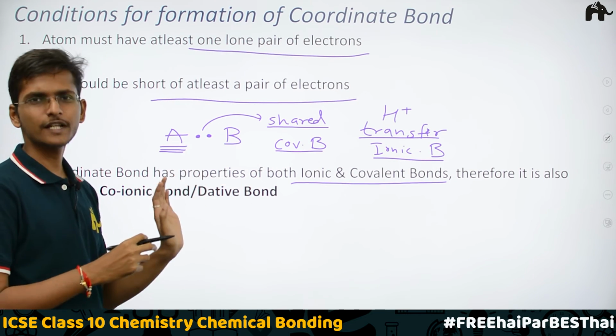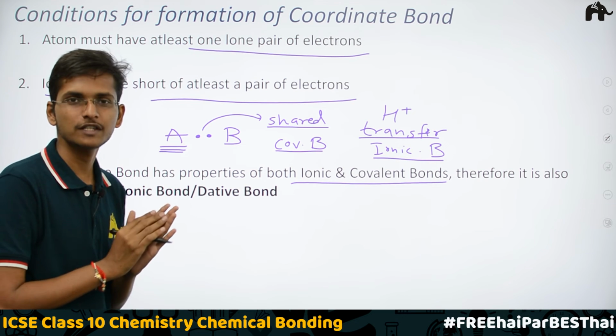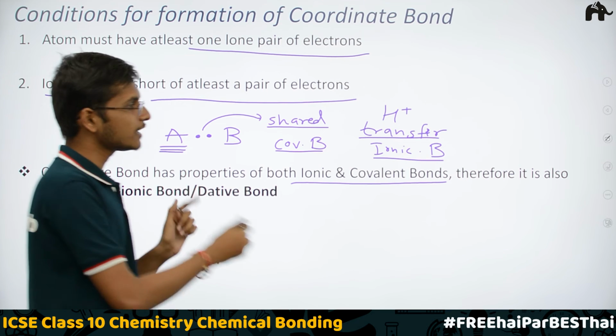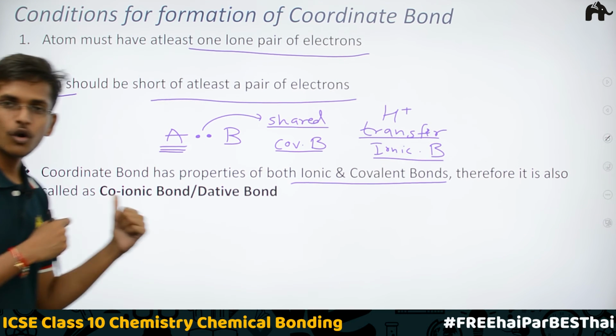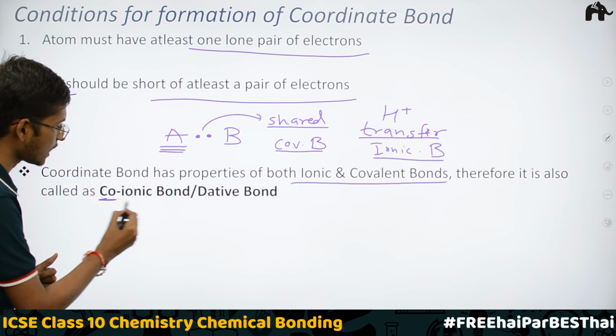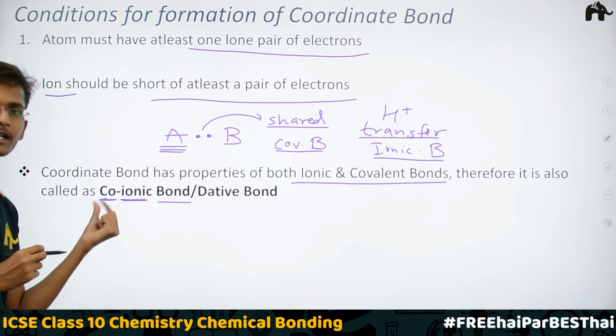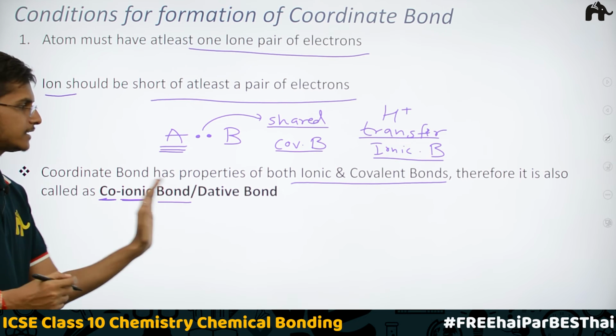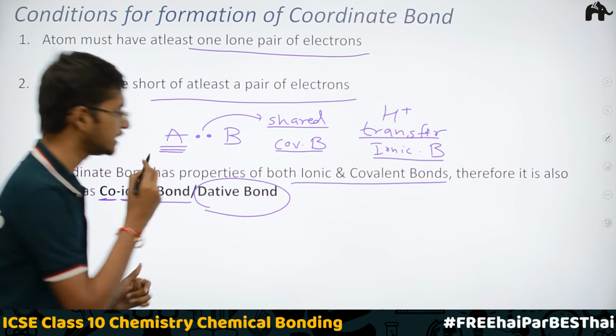There is some sharing of electrons as well, and there is some transfer of electrons as well. That's why we call this coordinate bond a co-ionic bond. Covalent ionic bond: you can remember it in this way, co-ionic bond. It also has another name, which is called a dative bond.